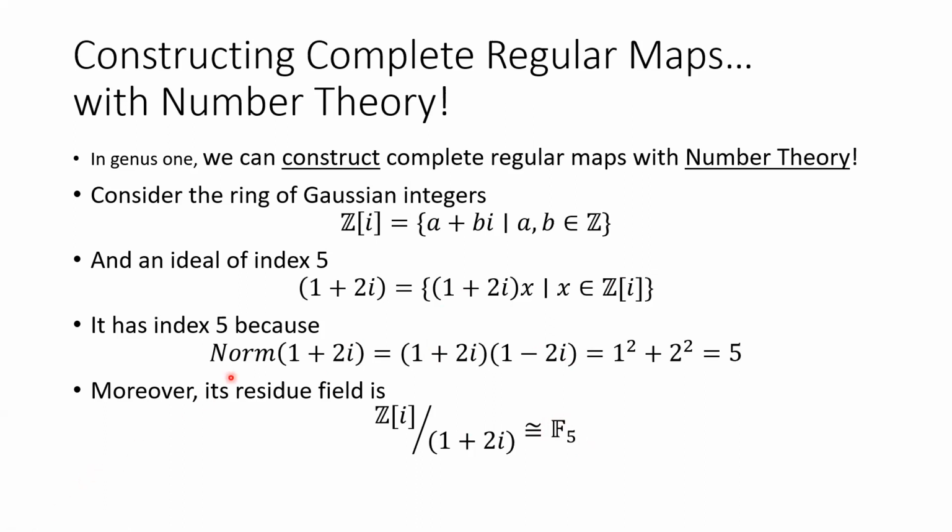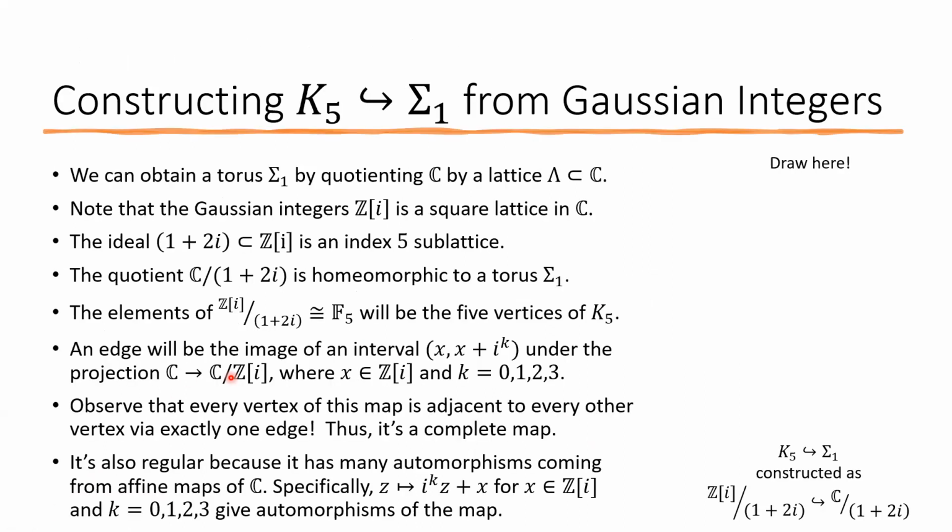So let's see how to construct K5, the complete graph on 5 vertices, embedded inside of sigma 1, the genus 1 surface, from the Gaussian integers. First of all, we can obtain a torus sigma 1 by quotienting the complex plane by a lattice. If I have a lattice, which is just a rank 2 free abelian group inside of the complex plane, then I can quotient out that lattice to get a torus. And note that the Gaussian integers Z adjoin i is a square lattice in C.